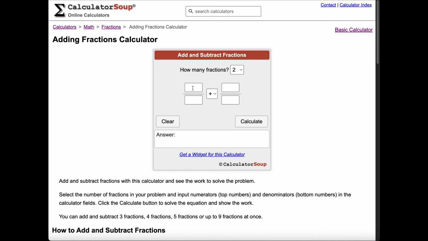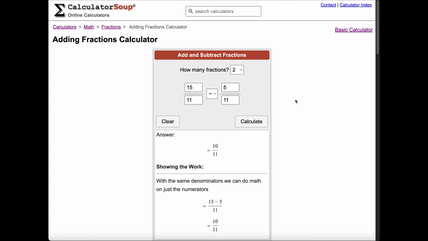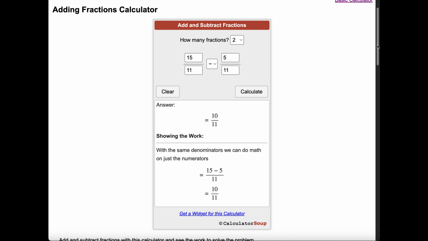Let's do one more example. 15/11 minus 5/11. Press the Calculate button to view the steps to get the answer below. 15 minus 5 is 10, and that goes above the like denominator of 11 to get 10/11. This fraction cannot be reduced, so our final answer is 10/11.